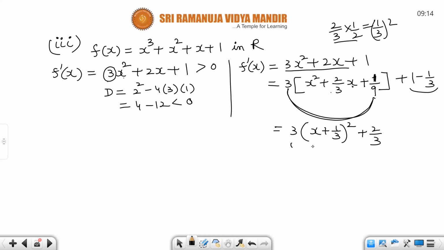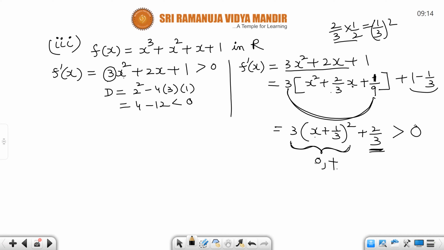So what about this expression? Because it is a square, it is either 0 or positive only. This part is 0 or positive. It is 0 when x is equal to minus 1 by 3. Otherwise, it is always positive only. Okay. So for 2 by 3, we are adding 0 or positive means it is now clearly positive. 2 by 3 plus either 0 or positive quantity is clearly positive.